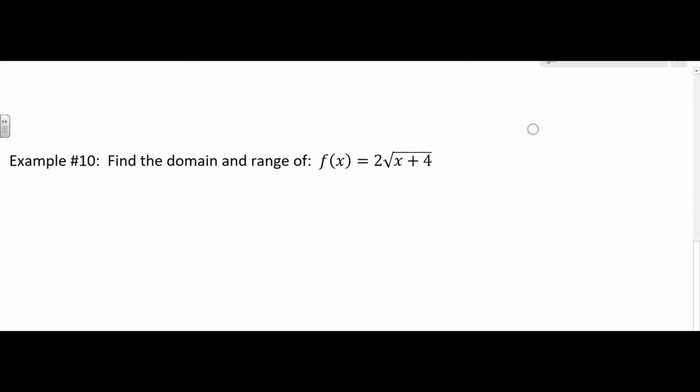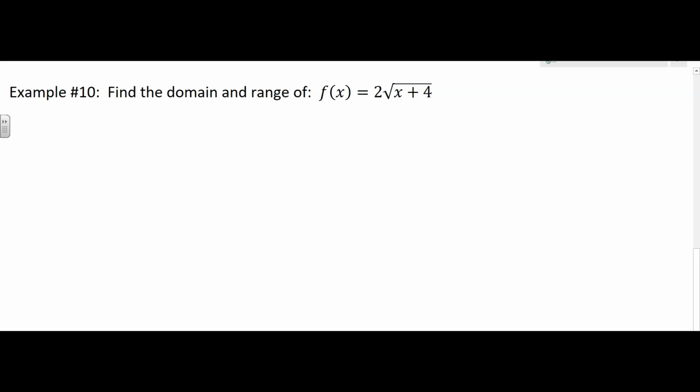The last one's a little bit trickier maybe. So it's a square root function. We know that the stuff under the radical, the argument, the x plus 4, has to be greater than or equal to 0. Now when you solve that inequality, you get x is greater than or equal to -4. That is going to be the domain then. So the domain is going to include -4 to infinity.